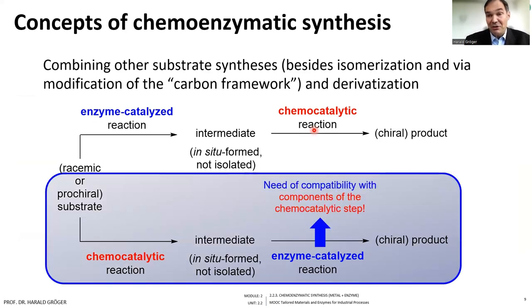And I would like in particular to focus on this concept based on an initial chemocatalytic step and a subsequent enzymatic step, because in this setup, it is necessary that the enzyme used in the second step, which still is in contact then with the catalyst of the previous step, is compatible with the catalyst. And if it runs in a concurrent fashion, of course, the enzyme also needs to be compatible with the substrate of the initial step and with the reagent of the initial step as well. And you have to find compatible reaction conditions.